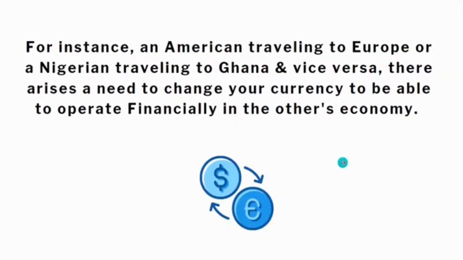For instance, an American traveling to Europe or a Nigerian traveling to Ghana, and vice versa, there arises a need to change your currency to be able to operate financially in the other's economy. And this is true, because if I travel to Ghana with Naira, I wouldn't be able to transact because Naira is not a legal tender in Ghana. If I travel to the US, I will not be able to function financially in the US because Naira is not relevant to them. I will have to get a dollar with my Naira.